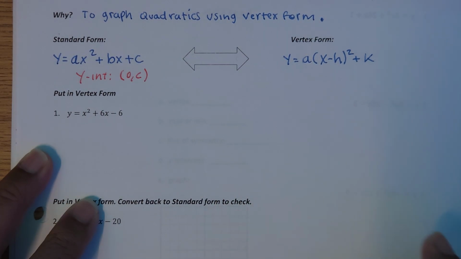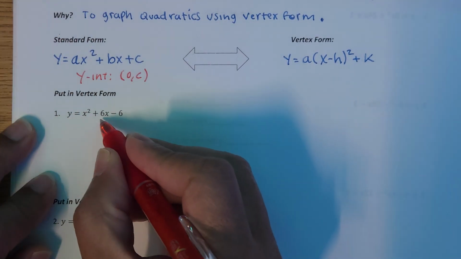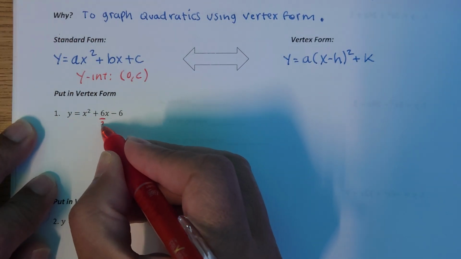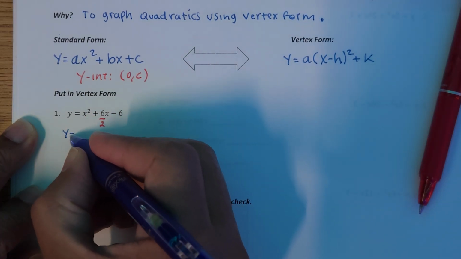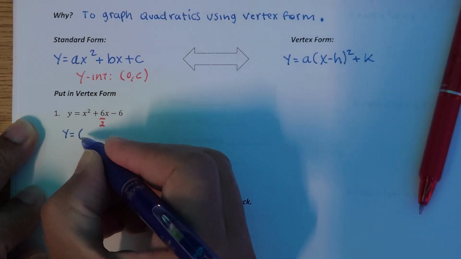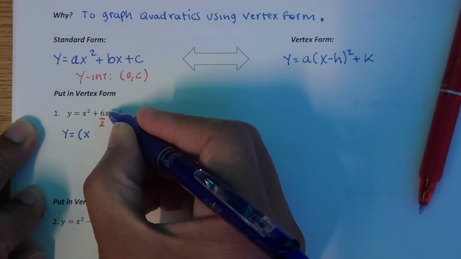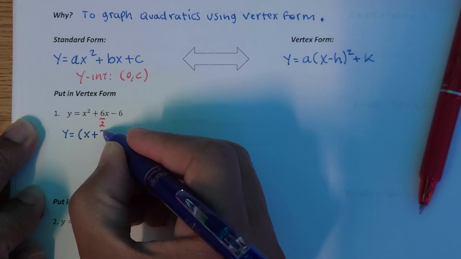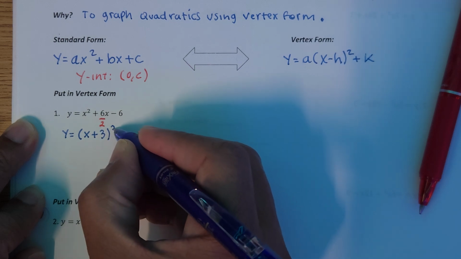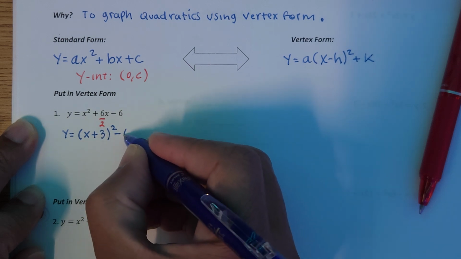So the first thing you do is you take the b value and divide that by 2. Then I'm going to write this in the following form. So y equals, notice that I'm going to open parentheses and just have x by itself. And then 6 divided by 2 gives me a 3, and there's a plus in front of it. So that should be plus 3. Then I'm going to take the square and then subtract 6 outside.